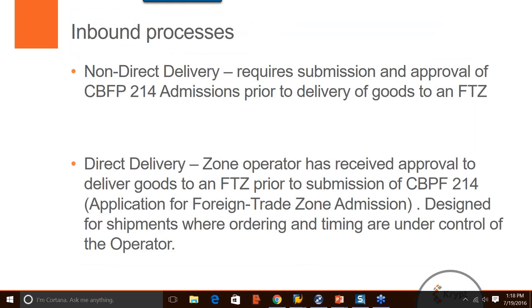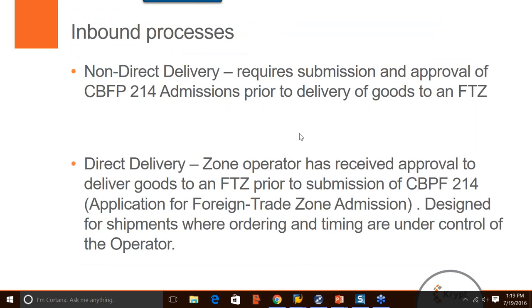So the inbound process, you have two options of processing inbound into the FTZ. The most common is called the non-direct delivery. And what this requires, according to the regulations, is a submission and approval of a customs CF 214 admission document. This only requires basically your standard approval to have a FTZ. It doesn't require any special approval.